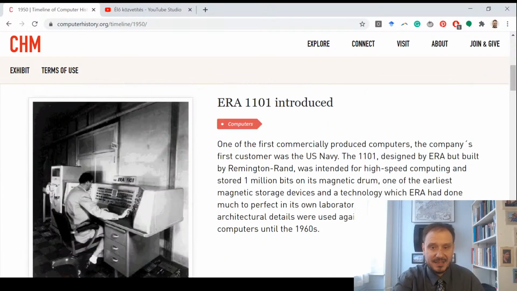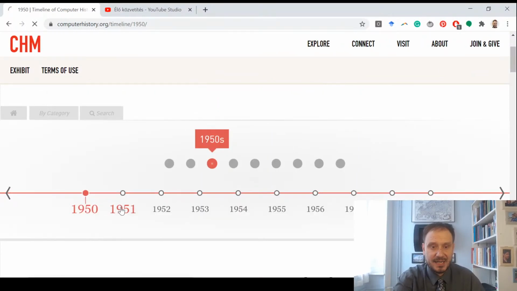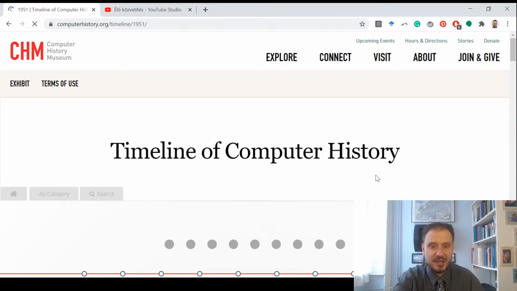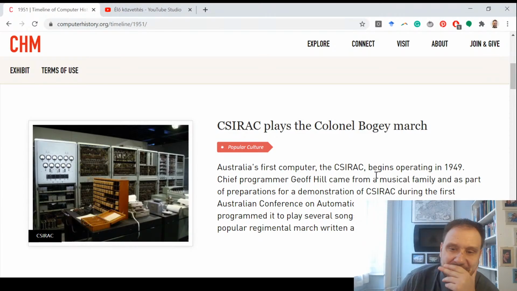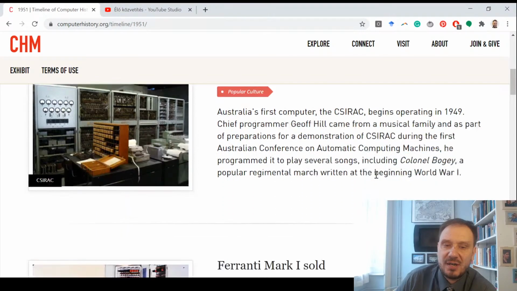And the last date for today is 1951, where the Australian machine played Colonel Bogey March. Before that, computers didn't have any screens, cameras, of course, no keyboard either, no video cards, hence no screens, right? They couldn't play any music either. And this computer was able to do so. It was programmed to play several songs.